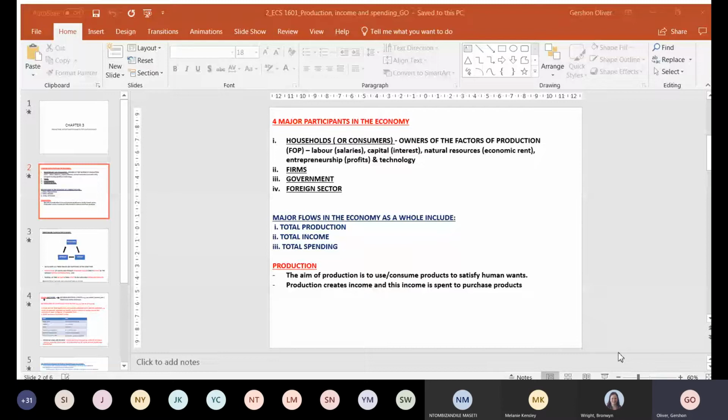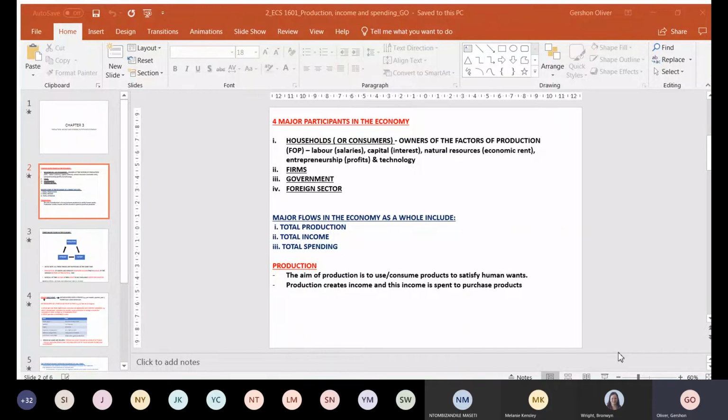What are the major flows in the economy? It's total production. I've mentioned this already. And in terms of production, what do we mean? Essentially, when you hear the word production, just think about you producing goods and services. Okay. So essentially, production creates income, and this income is spent to purchase products. So what we're doing over here is the circular flow of goods and services.